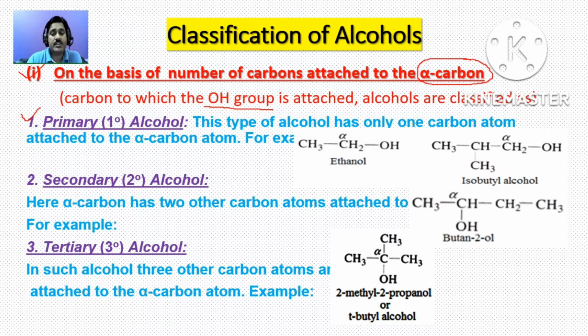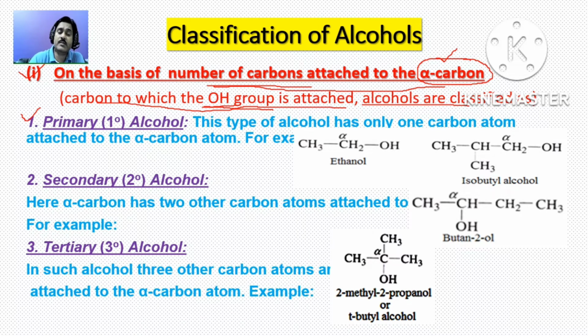Now, classification of alcohols on the basis of the number of carbon atoms attached to the alpha carbon. That is the main basis of the classification. The alpha carbon is the carbon to which the hydroxyl group is attached. Alcohols are classified by the alpha carbon atom and the OH group; both are considerable. According to the number of carbon atoms attached to the alpha carbon atom, alcohols are of three types.